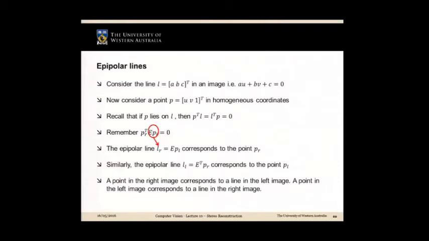And I've told you, a point on one image plane corresponds to a line on the other image plane, and a line on one image plane corresponds to a point on the other image plane, right? So similarly, the epipolar line on the left image plane will be given by LL equal to E transpose times PR, which corresponds to the point PL, the point on the left image plane. Now, a point in the right image corresponds to a line in the left image plane, and a point in the left image corresponds to a line in the right image plane. Again, keep the first few slides in your mind where we have two cameras, and you have a ray of light with multiple points on it. You take the projection of the point onto the plane, and that gives you a line. So projection of one point corresponds to projection of a line on the other image plane. Any question on this so far?